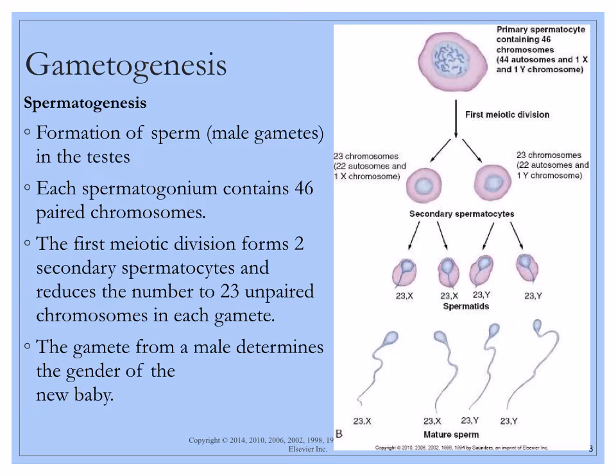After that, we can see the spermatogenesis, which is the formation of sperm or the male gametes in the testes. Each spermatome contains 46 paired chromosomes. The first meiotic division forms two secondary spermatocytes and reduces the number to 23 unpaired chromosomes in each gamete. So each individual gamete has 23 unpaired chromosomes. The gamete from a male determines the gender of the new baby status post conception.